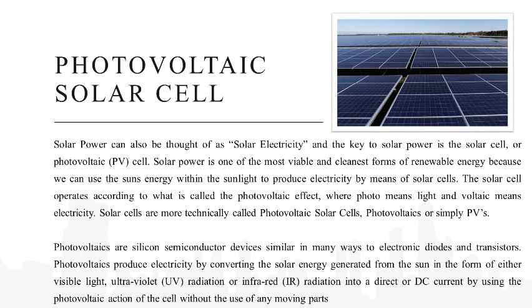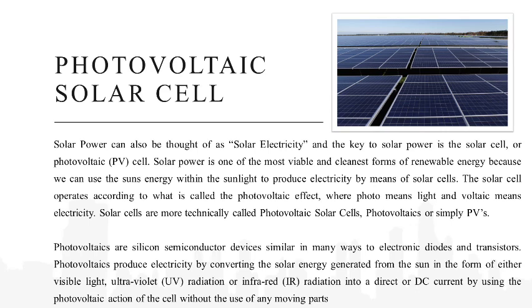The solar cell operates according to what is the photovoltaic effect, where photo means light and voltaic means electricity. Solar cells are more technically called photovoltaic solar cells, or photovoltaic, or simplified, PVs. Photovoltaics are silicon semiconductor devices similar in many ways to electronic diodes and transistors.